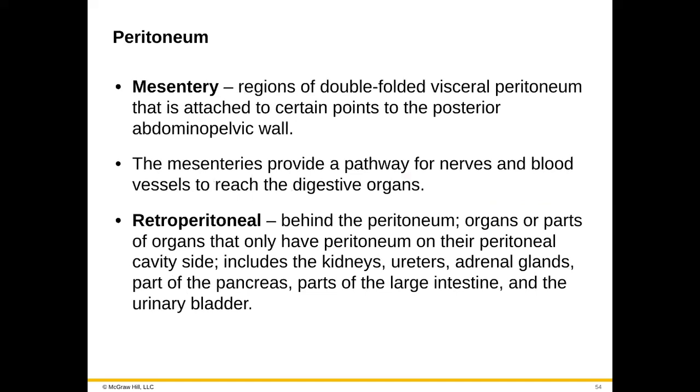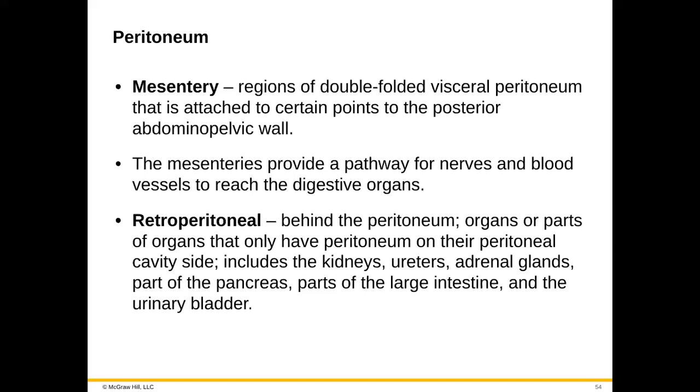Now, continuing with peritoneum, we can discuss this a bit further. Within the abdomen, we have what's known as mesentery, which is regions of double-folded visceral peritoneum that attach to certain points on the posterior portion of the abdominal pelvic wall. This mesentery acts as a pathway for blood vessels, nerves, and lymphatic vessels to reach all those digestive organs. But it also provides some form of anchor to hold those organs in place.